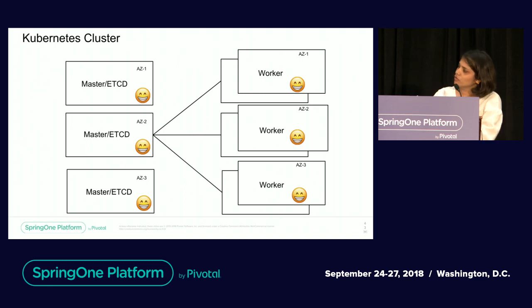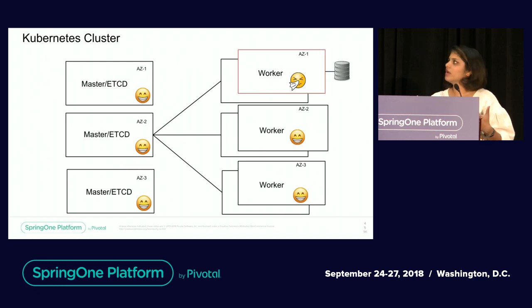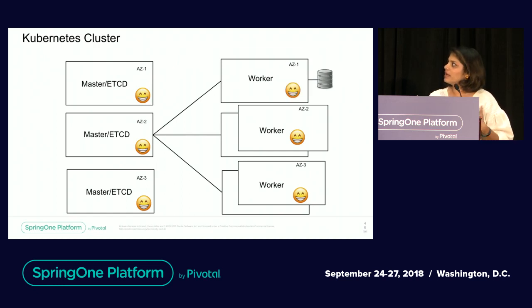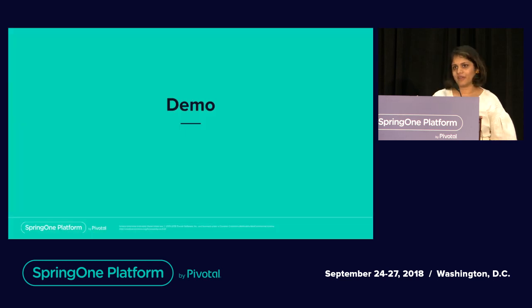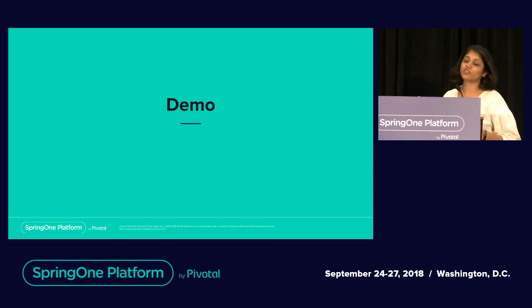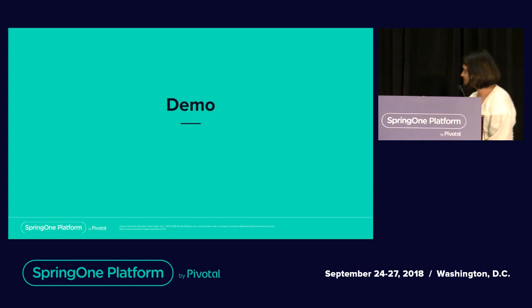We recommend having two worker nodes per AZ because in the scenario where you have a persistent volume attached to a worker node and the worker node goes down, it simply reattaches itself to a different worker node in the same AZ. And with that, I'm going to hand it over to Angela, who's going to be showing a demo of an AZ failure. Great.